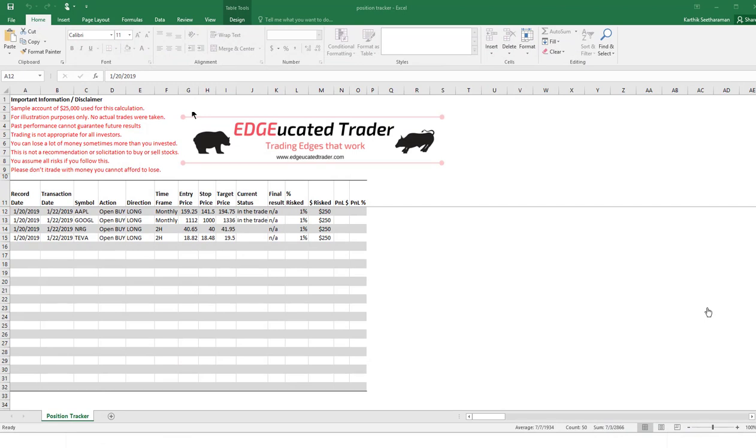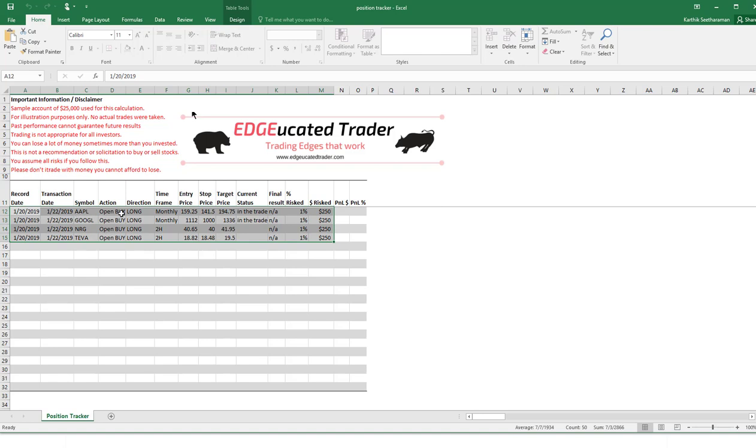Here we are looking at the tracker worksheet I have put together. As you can see here, I've inserted information for all the trade entries that I just talked about.